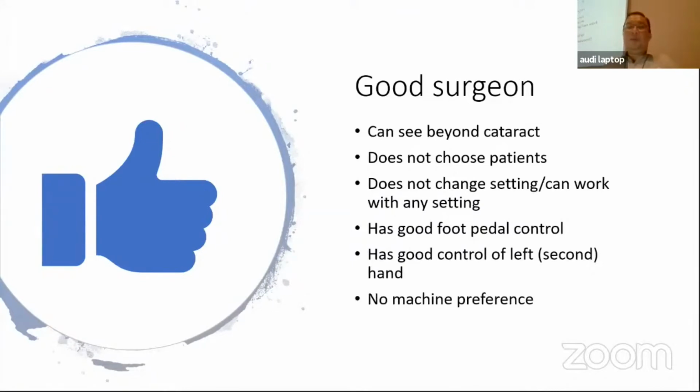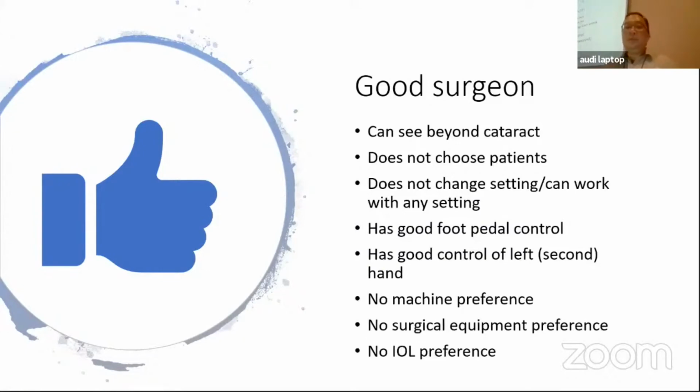And no machine preference. You give any machine, you can do. That means you are enough. You understand this Phaco concept very well. When we give Stellaris Elite to you, you can do. You give Stellaris, you can do. You give Centurion, Infinity, anything. Small machine, big machine doesn't mean anything. And no surgical equipment preference. That's how to become a good surgeon. And no IOL preference, definitely.